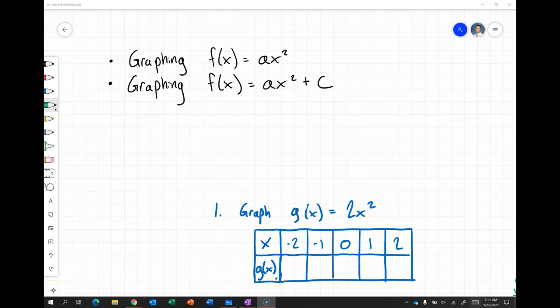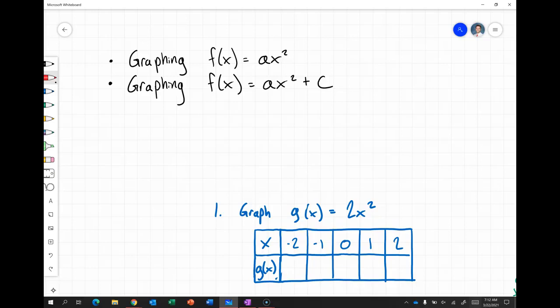All right, we are going to be graphing both f of x equals ax squared and also f of x equals ax squared plus c. So let's take a look at this first example here. It says graph g of x equals 2x squared. So we want to start with a table of values so that we can create some ordered pairs that we could then plot in our coordinate plane.